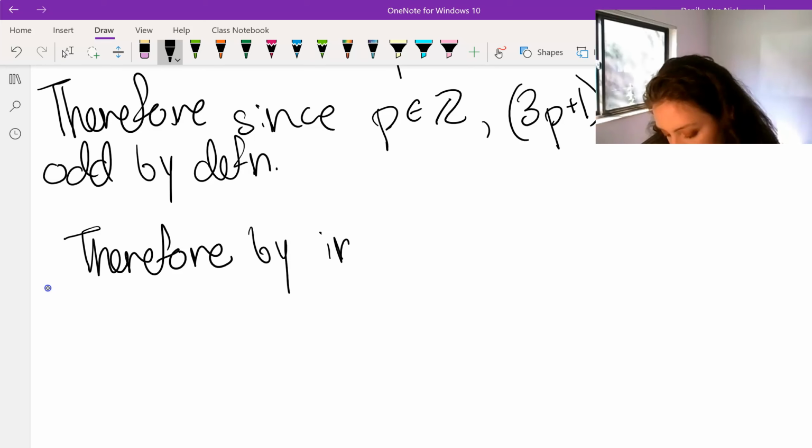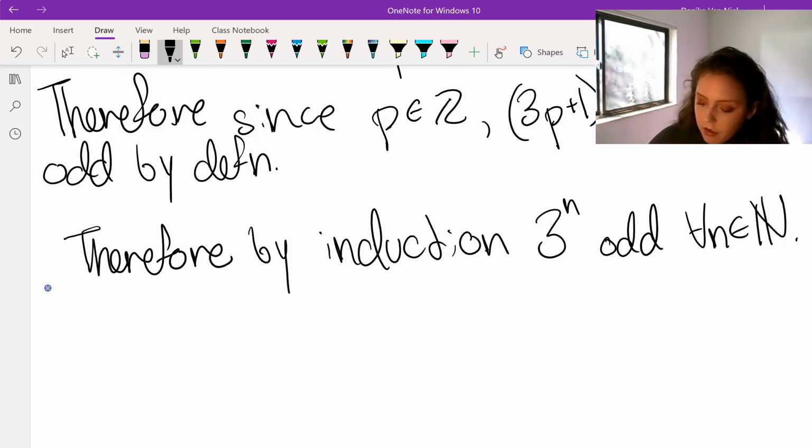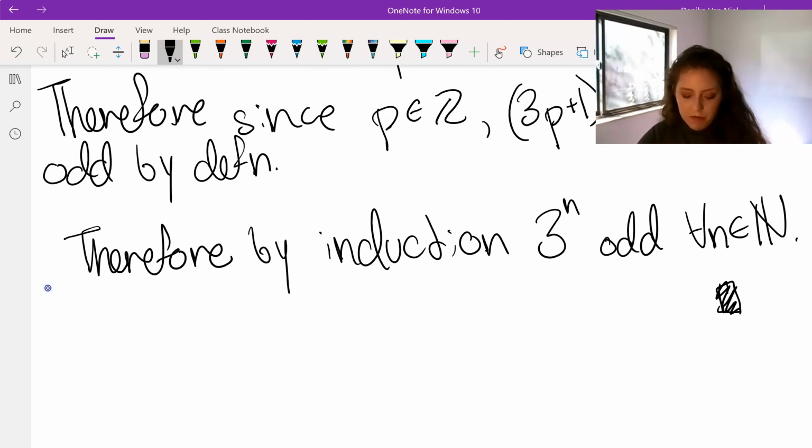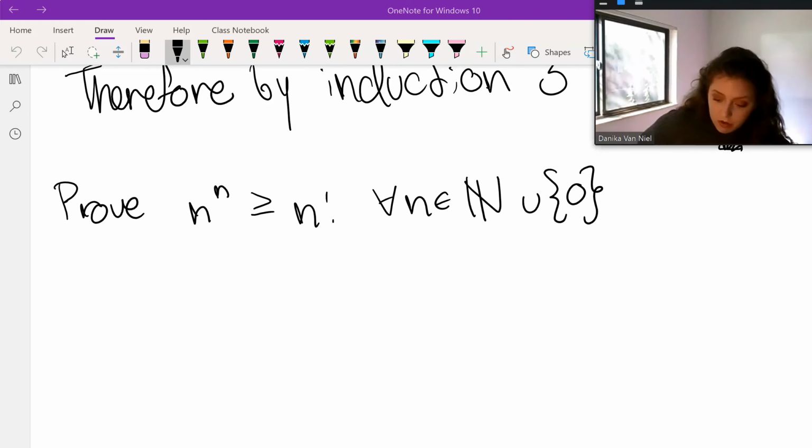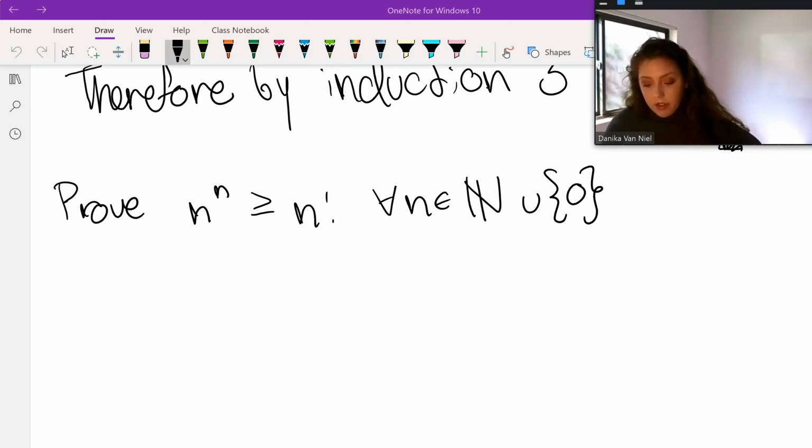Therefore, by induction, 3 to the n is odd for all n in the naturals. Woohoo! Cool. Okay, so now we're going to prove that n to the n is greater than or equal to n factorial for all n in the naturals union 0.